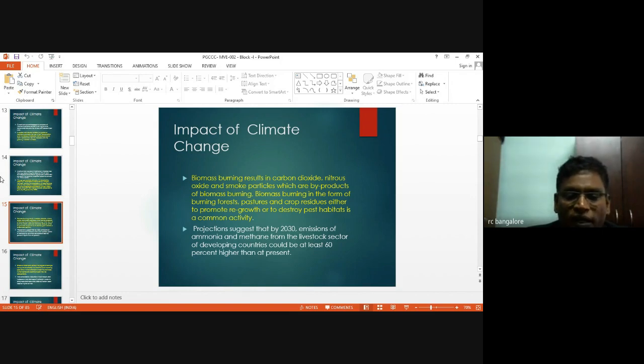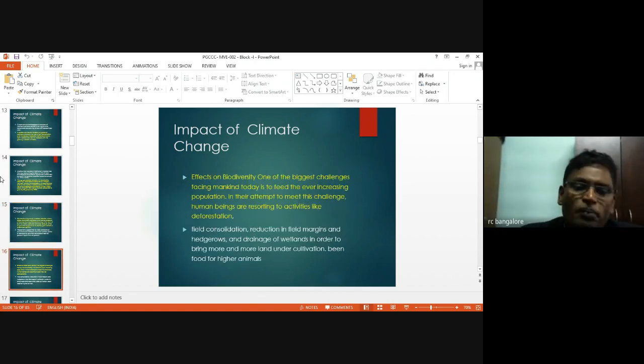The projection suggests that by 2030, the emission of ammonia and methane from the livestock sector of developing countries could be at least 60% higher than at present. So we can imagine the level of pollutant contribution into the environment in the form of ammonia and methane, which basically originate from agricultural activity and livestock. It is going to be more than 60% higher than at present, so it is going to have more and more environmental impact.